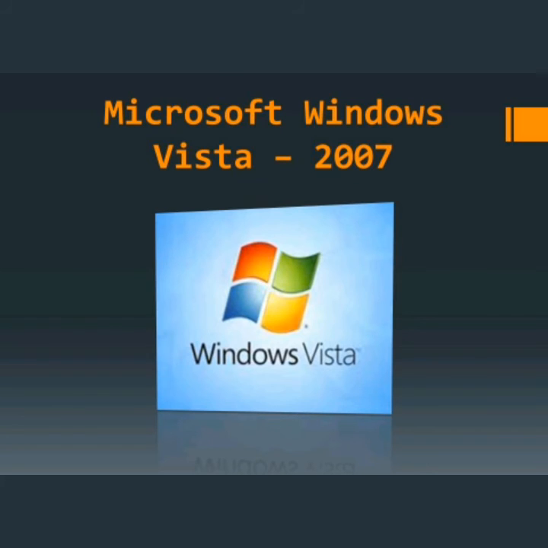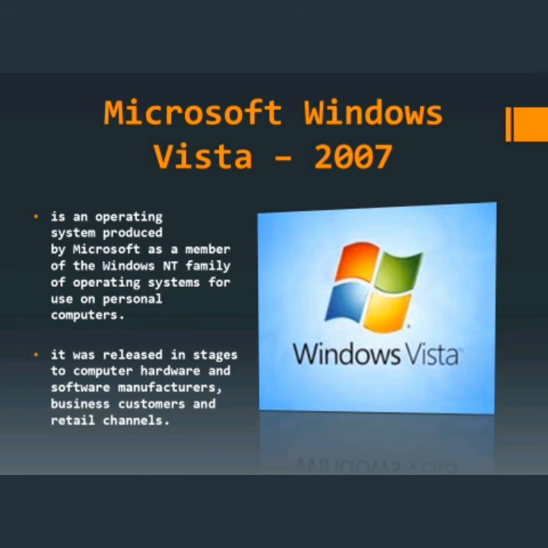For years, computer users heard of a mysterious new operating system from Microsoft, codenamed Longhorn. In 2005, Microsoft officially removed the Longhorn codename and announced the operating system under the official name of Windows Vista.